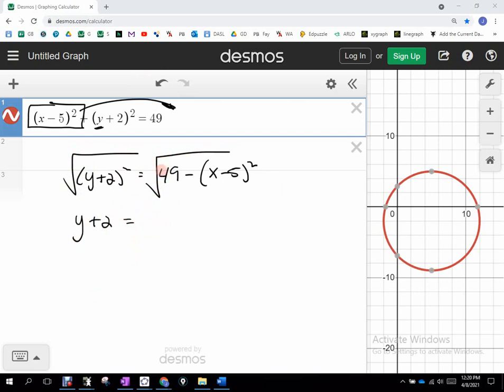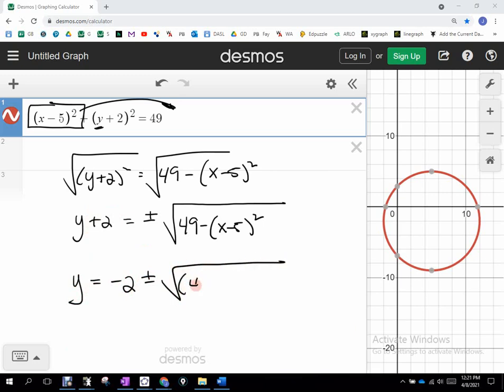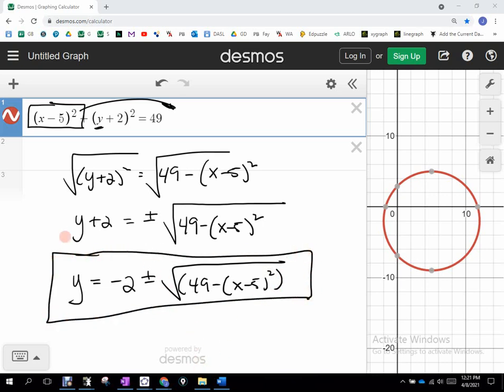So now I'll go y plus 2 equals, now when I take the square root, it's plus or minus, all this garbage, 49 minus x minus 5 squared. And now to solve for y, I have to subtract 2. So it would be minus 2 plus or minus the square root of 49 minus the quantity x minus 5, squared.